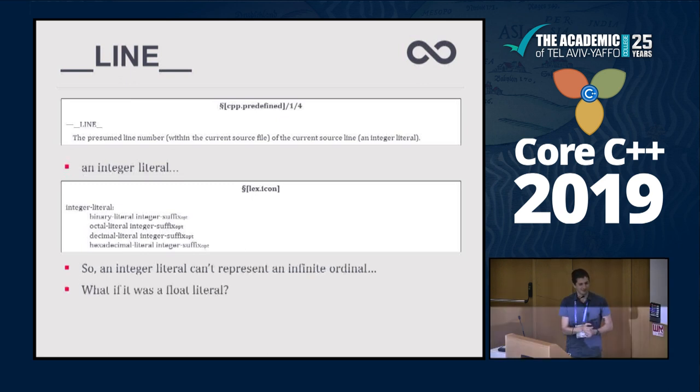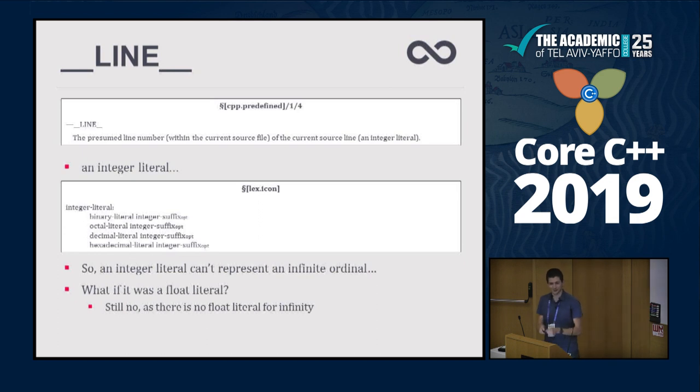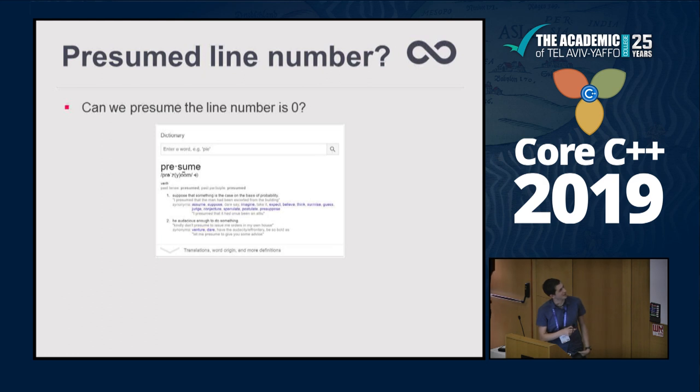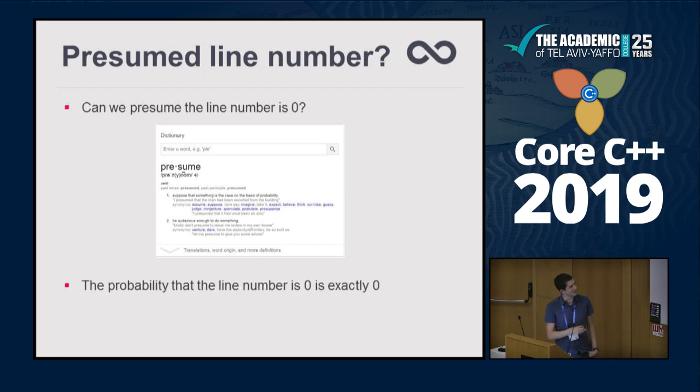What if it was a float literal, though? Floats can have infinite values, right? But still no, because there's no literal for infinity. You have to divide zero by itself or something, or divide one over zero. So there's no float literal either. But there's this word "presumed" over there, right? This is kind of suspicious. What does it mean, the presumed line number? If we check the definition of presumed, that's to suppose that something is the case on the basis of probability. The probability that the line number is zero is exactly zero in this case of an infinite program. So we can't say that we've decided this on the basis of probability, basically.